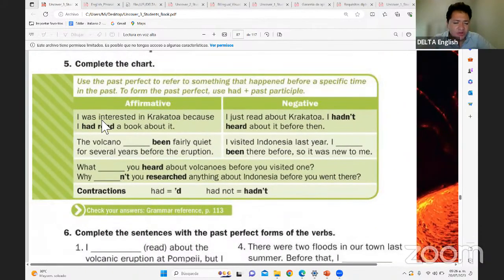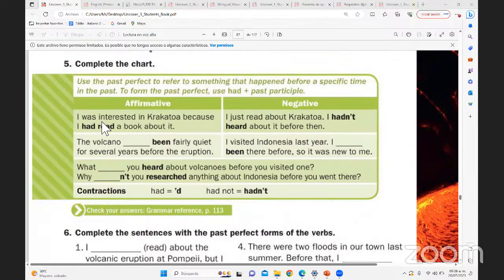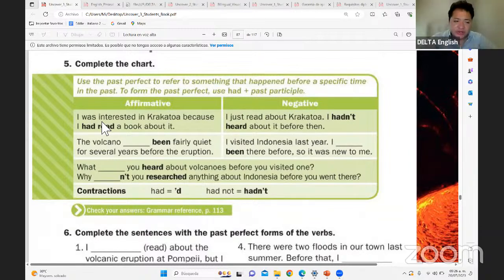Please, Nubia, can you read the affirmative sentence? Yes, teacher. I was interested in Krakatoa because I had read about it. Excellent. So you have two sentences, right? One is to be interested, and the other one you read a book. Entonces, aquí en esta oración hay dos oraciones en pasado.